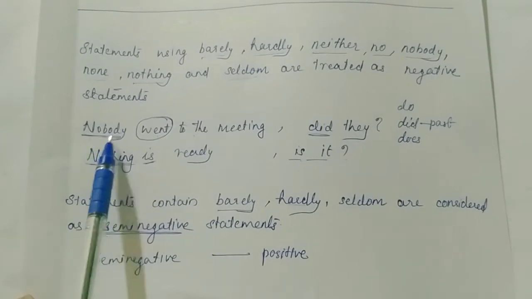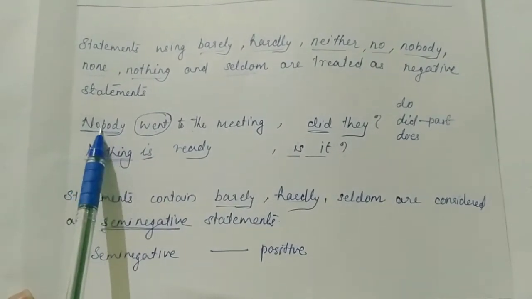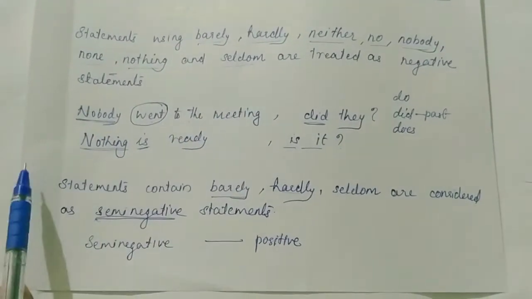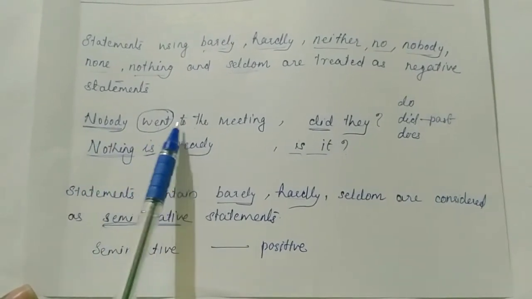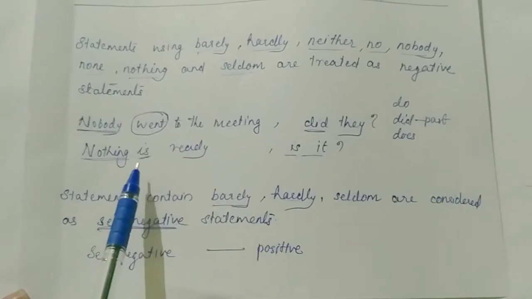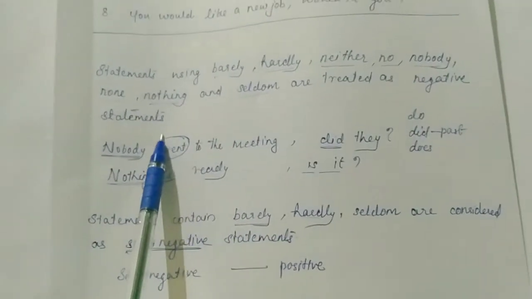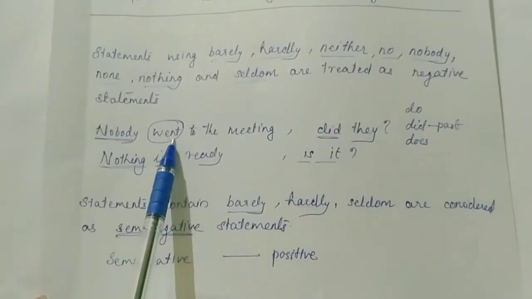Example: nobody went to the meeting. Nobody. This is not a positive statement. This is a negative statement. Nobody is there, a negation word is there. But one more point here: no auxiliary form is there. What to take? We should consider the verb form. This verb is in the past form.